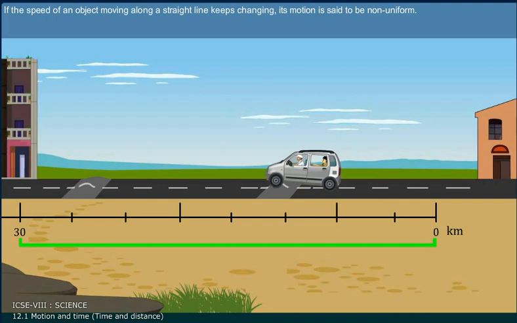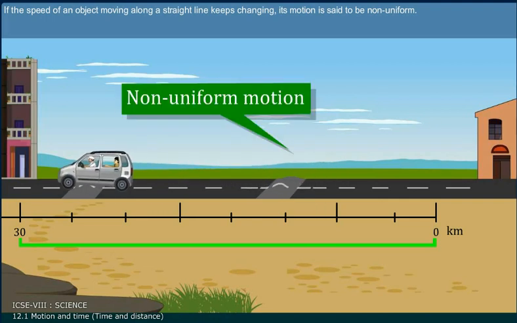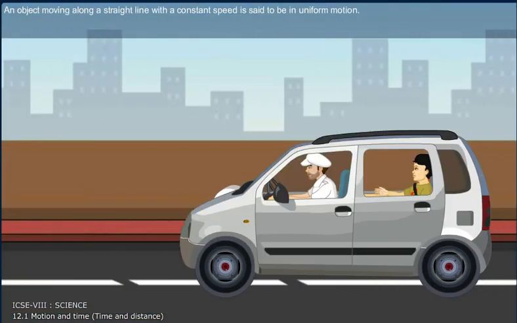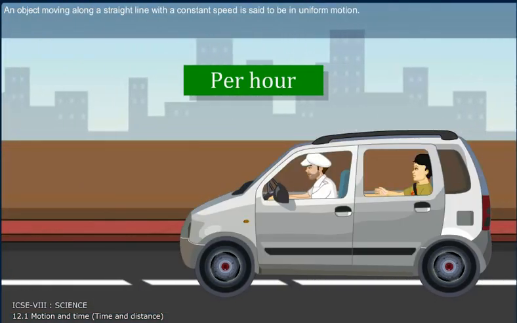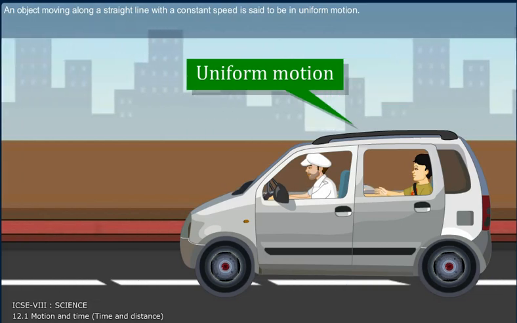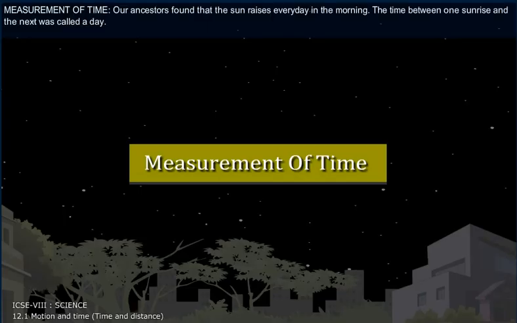If the speed of an object moving along a straight line keeps changing, its motion is said to be non-uniform. An object moving along a straight line with a constant speed is said to be in uniform motion.